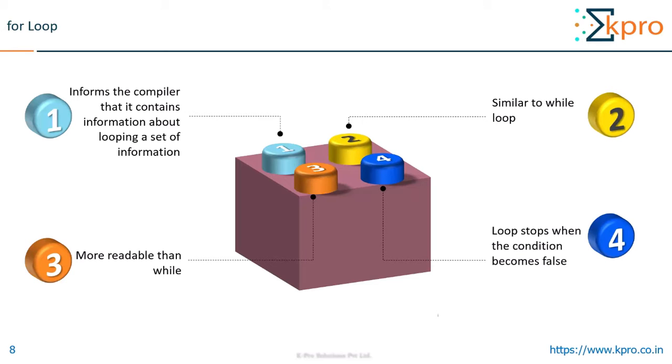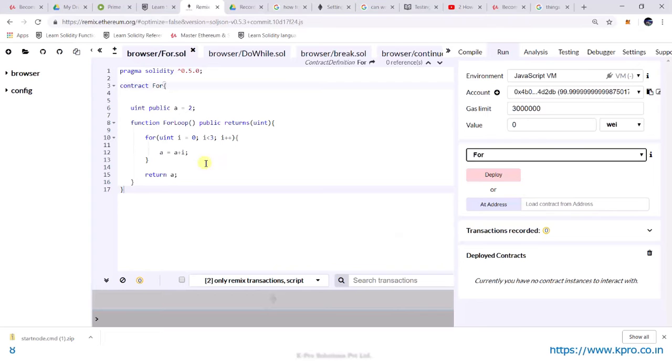Now let us have a look at an example where we'll be using the for loop. So this is an example where we have used the for loop. We have a state variable which is initialized to 2. Then we have this function where we have used the for loop. Here I am using I as a counter. I equals 0, I is less than 3, I plus plus, a equals a plus I. And when this condition doesn't satisfy, it will come out of the loop and it will return us the value of a. So first of all, let us manually see what the value of a should be.